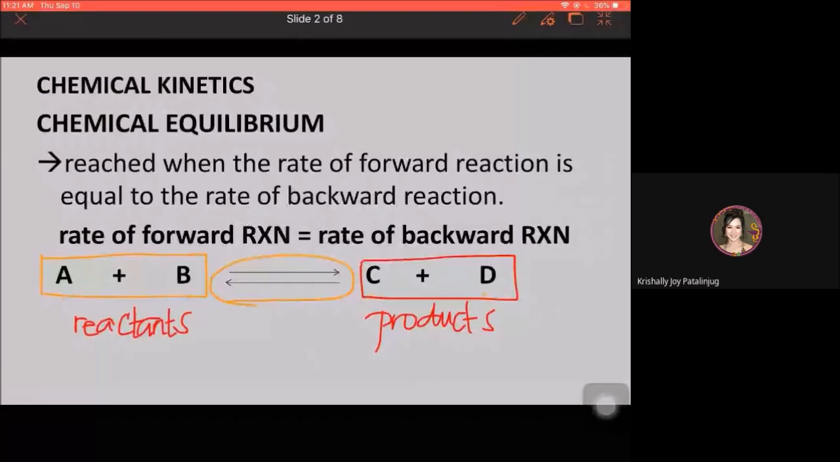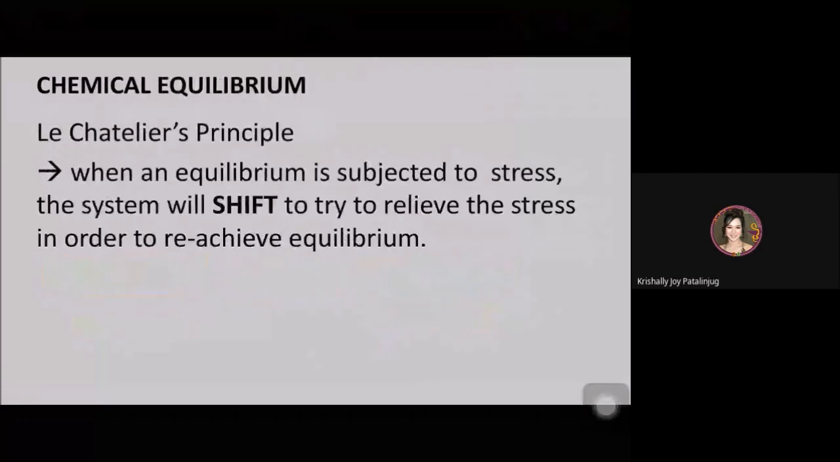Okay? Sabi ng Le Chatelier's Principle, when an equilibrium is subjected to stress, that system will shift. It will try to shift. It will try to produce its mechanism to try to relieve that stress in order to re-achieve again the equilibrium. So, yan yung Le Chatelier's Principle.